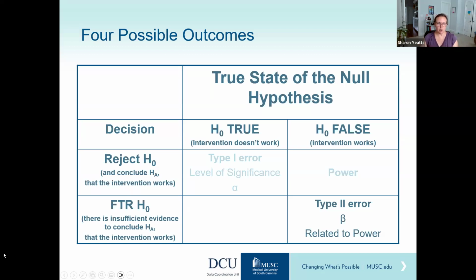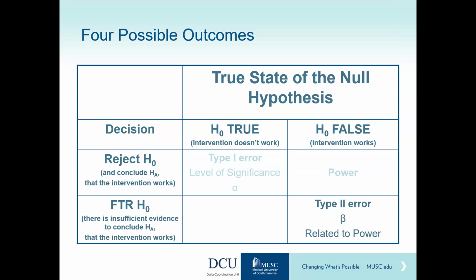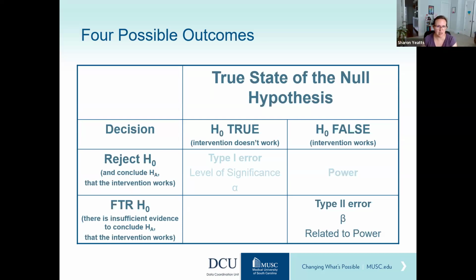So we focus on the null hypothesis. And if the null hypothesis is true, that means the intervention doesn't work. Again, we have 2 decisions. We can reject the null hypothesis and conclude that it does work. That's an error, right? The null is true, the intervention does nothing, but we conclude that it does do something. That's an error. We refer to it as a type 1 error. And in statistics, we control the likelihood of making that error by fixing the level of significance during the design stage.